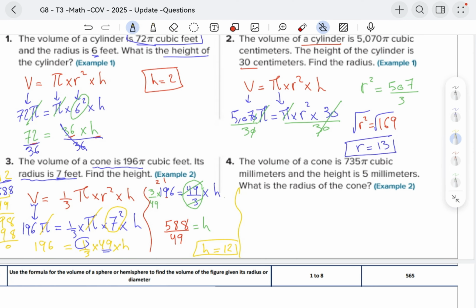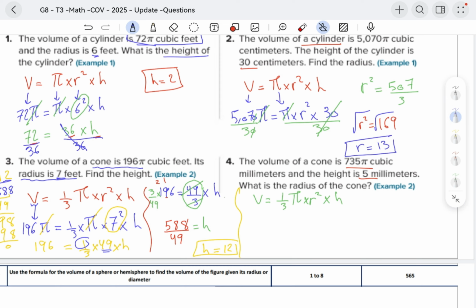Now let's go for the last question. Here also we have a cone and the volume is given, 735 pi cubic millimeters, and the height also is given, and they ask me to find the radius. So again, first step is to write the formula. The volume for a cone is 1/3 pi times radius squared times the height.